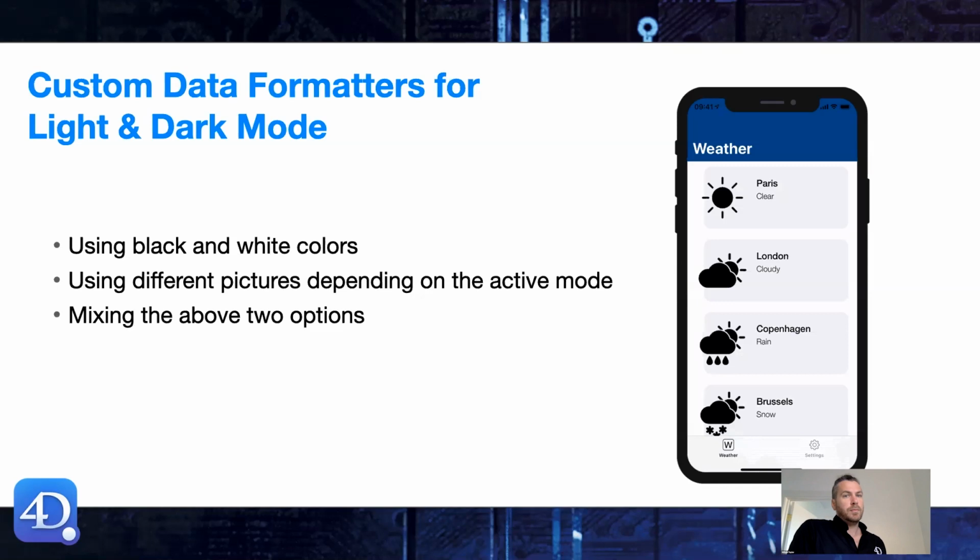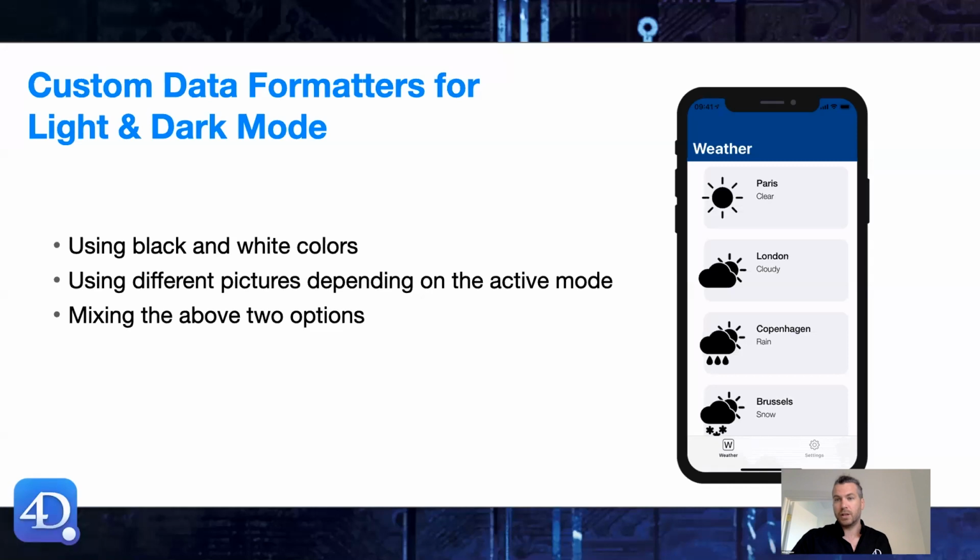And as you know, you can create your own data formatters in 4D for mobile, 4D for iOS, and 4D for Android to convert strings, Booleans, integers into images in your generated app. And with 4D v19R2, you can take full advantage of these formatters in both iOS and Android and make your applications look good in both light and dark mode. And there are 3 different options available for you to make these formatters. You can swap the colors black to white. You can use a different image depending on the active mode of your application, or you can mix the 2 from above. And here's a quick demo of how that looks.